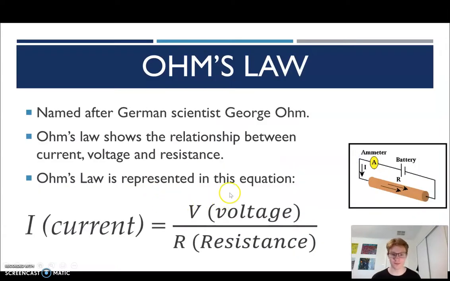So Ohm's law is this equation right here, named after the German scientist George Ohm. Ohm's law shows the relationship between current, voltage, and resistance. We represent voltage with a V, resistance with an R, and current we represent with an I. If you're wondering why it's an I, it's because the guy who discovered current was French, and it's a French word, so you didn't get C.